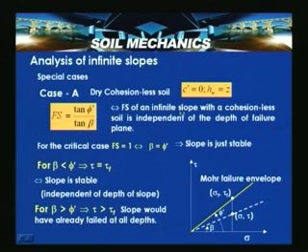So, factor of safety of an infinite slope with a cohesionless soil is independent of the depth of the failure plane. So, for the critical case, factor of safety is equal to 1, that is, when factor of safety is equal to 1, beta is equal to phi dash, the slope is just stable. This indicates that the slope is just stable.